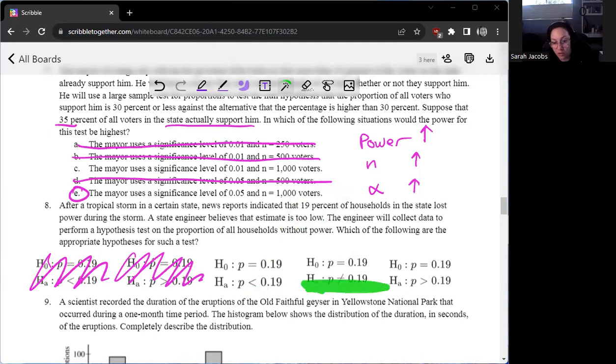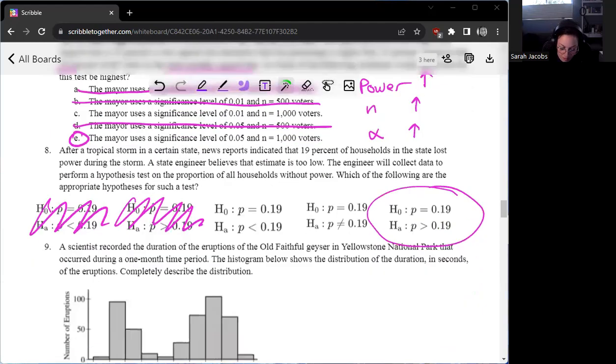This is not equal, which could be our more conservative position, right? A two-tailed test is just a more conservative position, but the hypotheses that best match this situation are these, because the news report says that it's 19%. The state engineer thinks it's higher, that it's more than 19%. That's it.